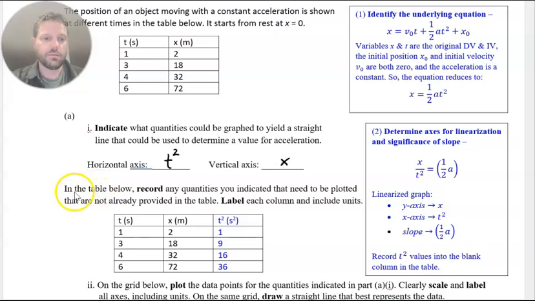So it says then to, in the table below, record any quantities you indicated that need to be plotted that are not already provided in the table. Loaded sentence, but what that means is I need time squared values, so those weren't originally provided, and I indicated that I needed them here. So I'm going to go ahead and record those values in the empty space here. It says to label the column and include units, so I did t squared, which has units of seconds squared, and I just calculated all these by hand.